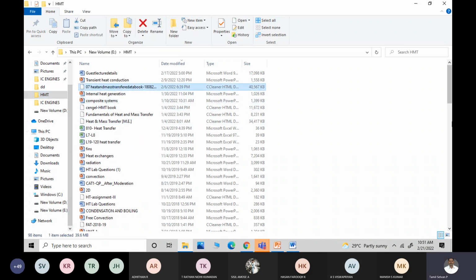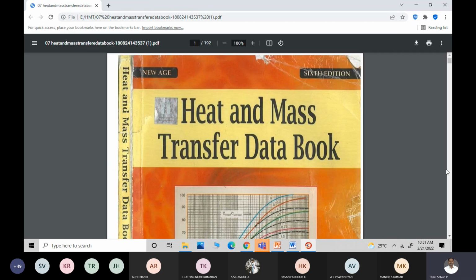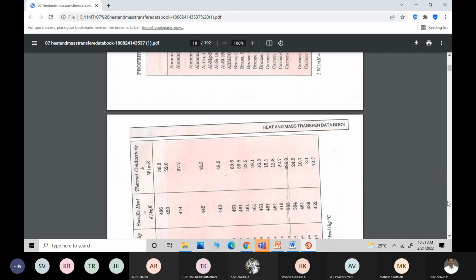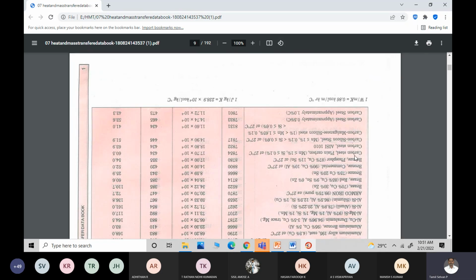Heat and mass transfer data book. All of you have taken it, right? Because I have corrected around 20, 25 papers, and most of them have taken the values. It doesn't need for me to show all the values. Am I correct, students? Yes, sir, we can understand.